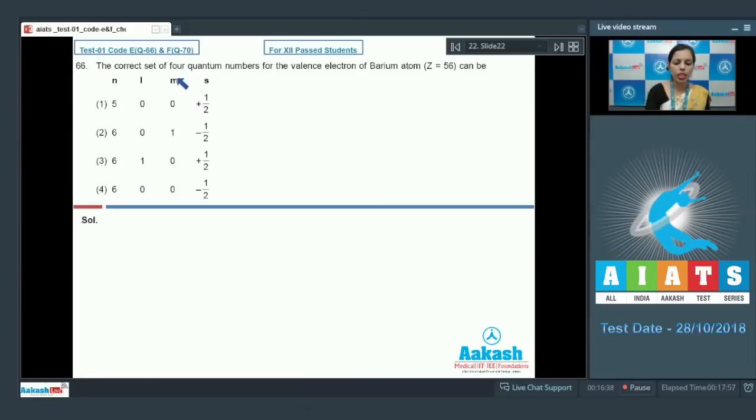The question is question number 66. The correct set of 4 quantum numbers for the valence electron of barium atom. Atomic number is also given, so you just have to choose the correct set of quantum numbers. We know that whenever we talk about barium atom, atomic number is also given.